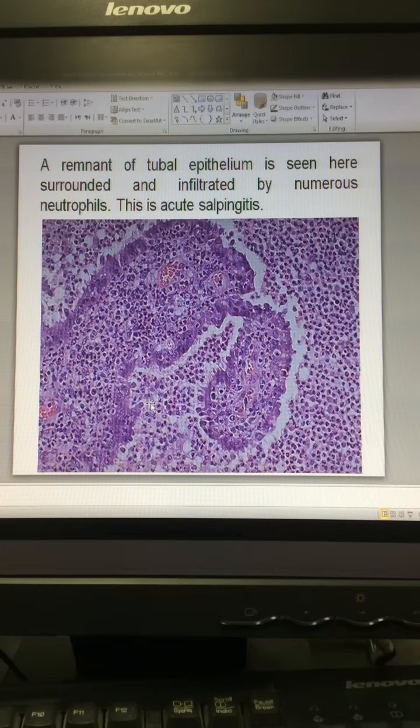This is the histological appearance of acute salpingitis. This papillary projection represents the plica, which is part of the fimbrial end of the fallopian tube lining, covered by a simple columnar epithelium. You see here that the neutrophils are infiltrating through the lamina propria, attacking the lining epithelium and surrounding these plica. This picture is representative of acute salpingitis.